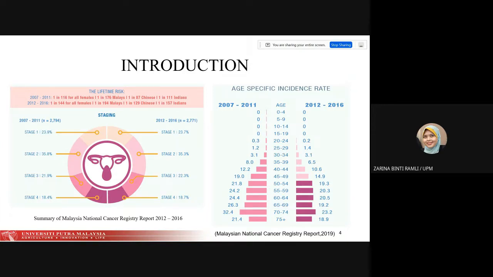For age incident rate, the trend of incidence in 2012 to 2016 is similar to 2007 to 2011, with the highest incidence in the age group of 70 to 74 years old. However, a reduced incident rate is seen in all age groups in 2012 to 2016. Death from cervical cancer is rare among young women, but incidence increases from the age of 30 and peaks at 70 to 74 years old.